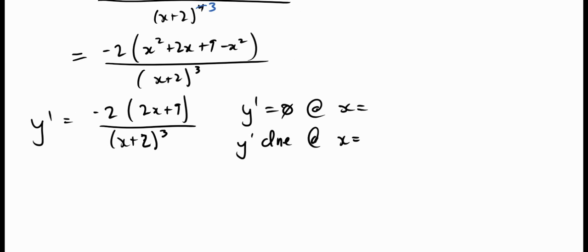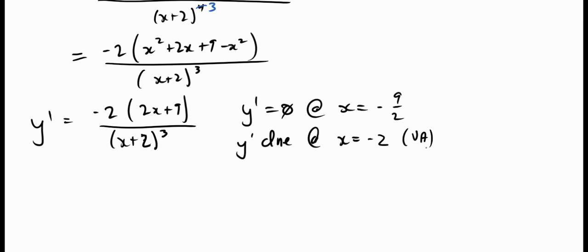So where does y prime equal 0? When the top is 0. Where does y prime not exist? When the bottom is 0. So we're just looking for where things are 0. We're good at that because we've been doing that for a long time. So for this one, it is negative 9 over 2. And for this one, it's at negative 2. But that's a vertical asymptote, so I'm done with that one.